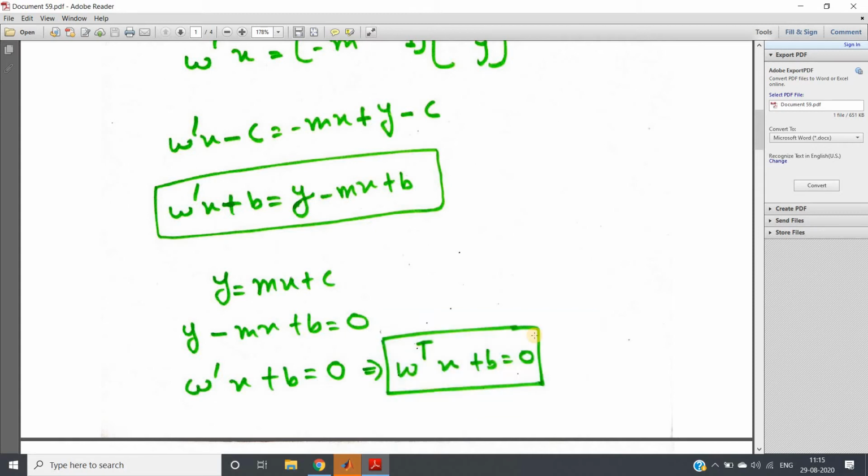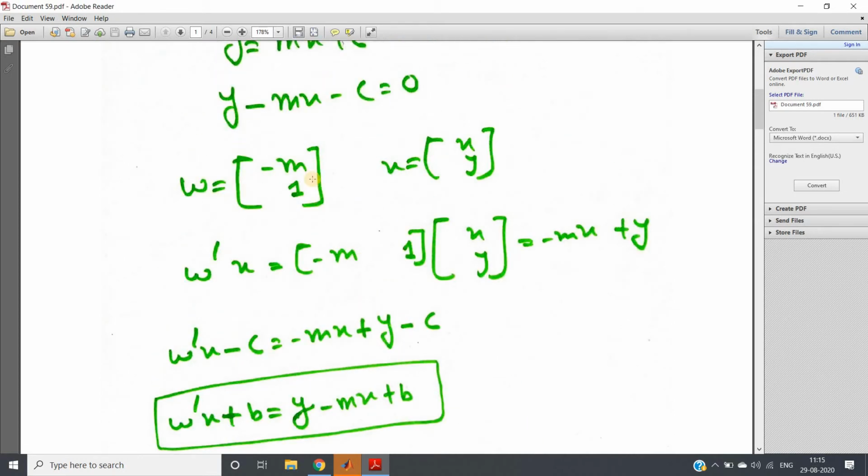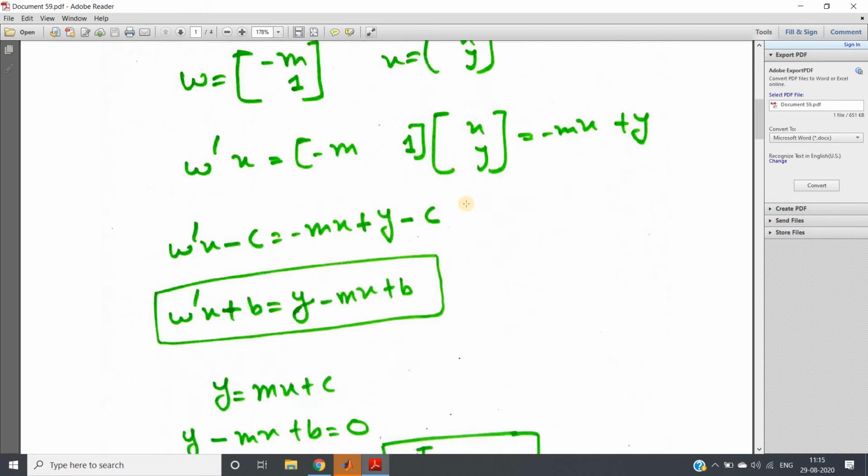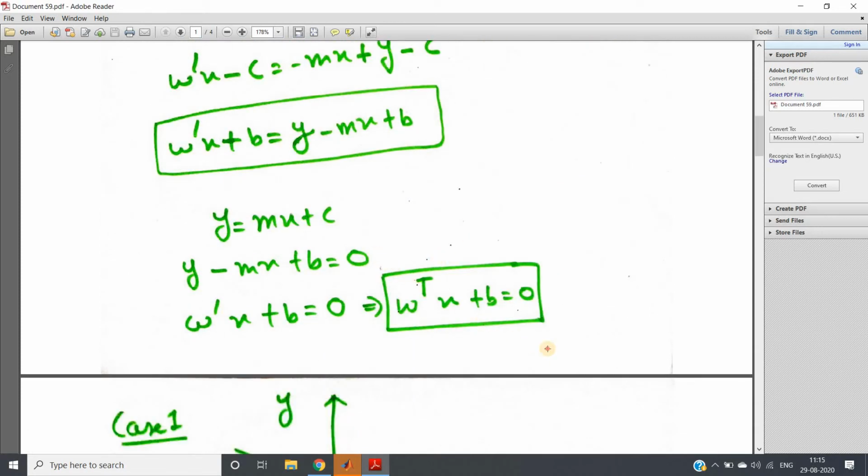This is the general equation, where omega is nothing but minus m and 1, and x is nothing but x and y, one particular point in our two-dimensional plane. Now you can extend the equation to 3 dimensions, 4 dimensions, it does not matter.